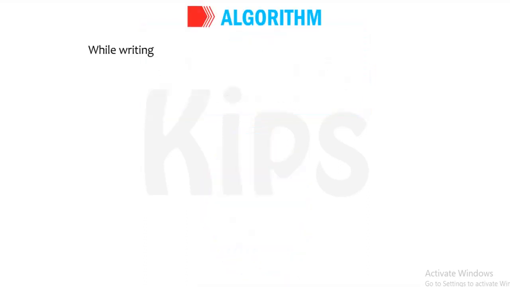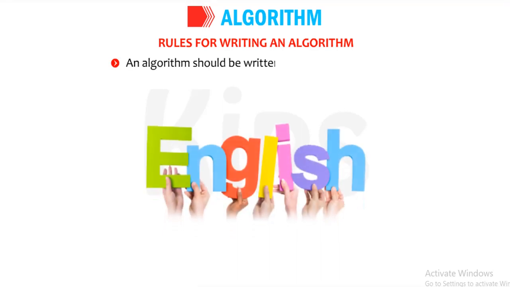While writing an algorithm, the following rules should be followed. What is the first one? An algorithm should be written in English-like language. The algorithm should be written in any one language, like English or Kannada or Hindi. Otherwise, writing without knowing the language has no meaning at all.